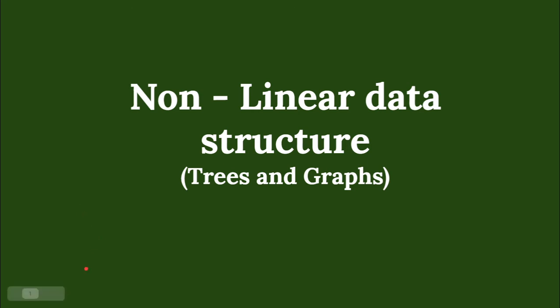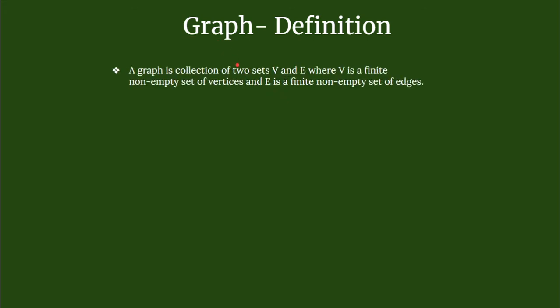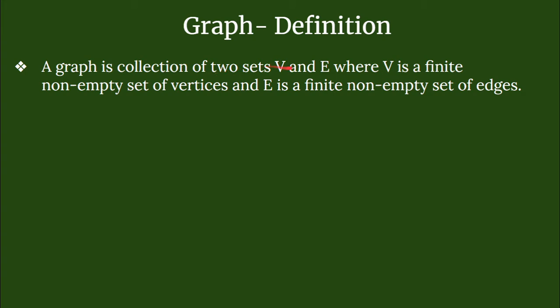Hello everyone, in this video we are going to see about the non-linear data structures, trees and graphs. Let us see first of all the definition of a graph. A graph is a collection of two sets V and E, where V is a finite non-empty set of vertices and E is a finite non-empty set of edges. That means both should be non-empty. There must be some vertices and there should be some edges. That is the graph, the collection of vertices and edges.